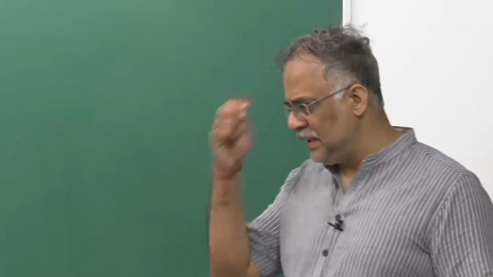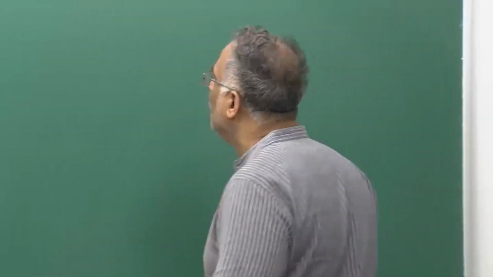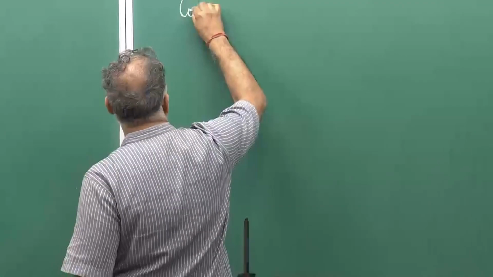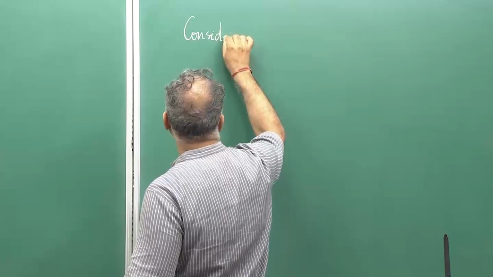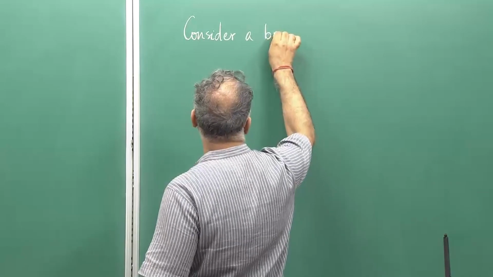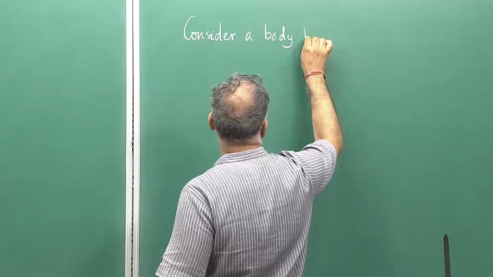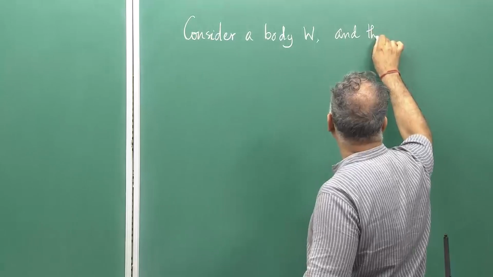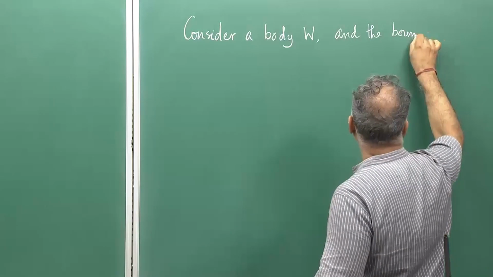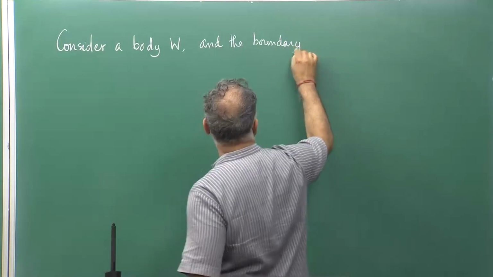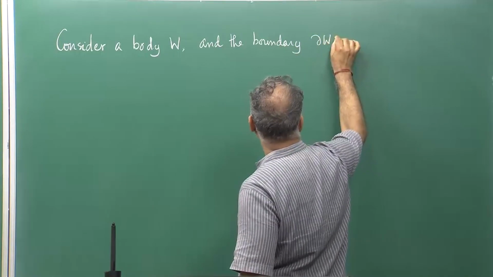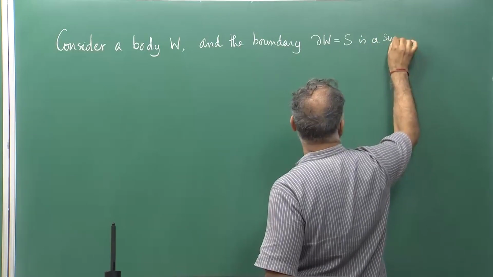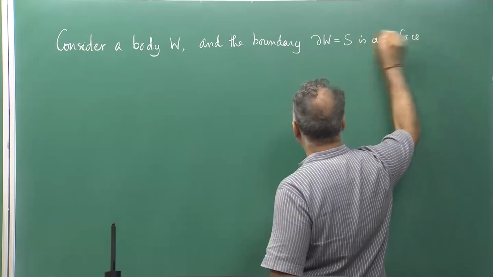So, what it says is that, consider a volume W, consider a body W, and the boundary del W is equal to S, which is a surface. So, it could be a body like this.